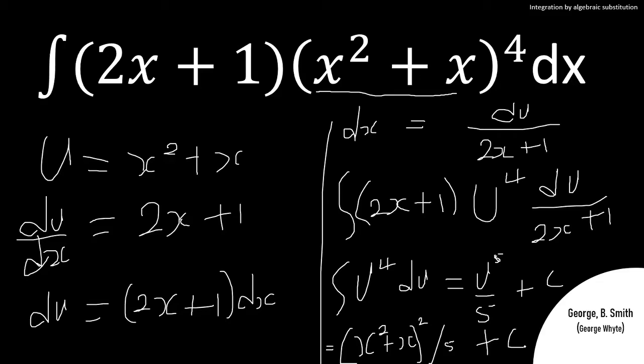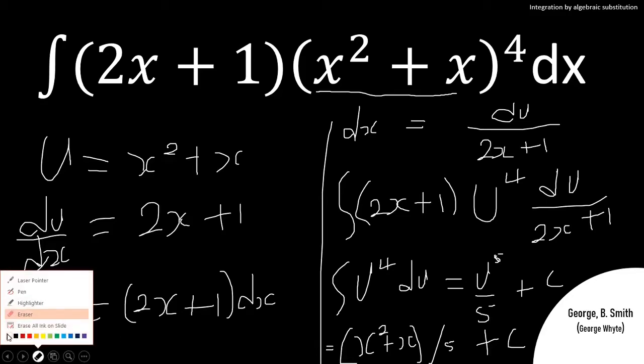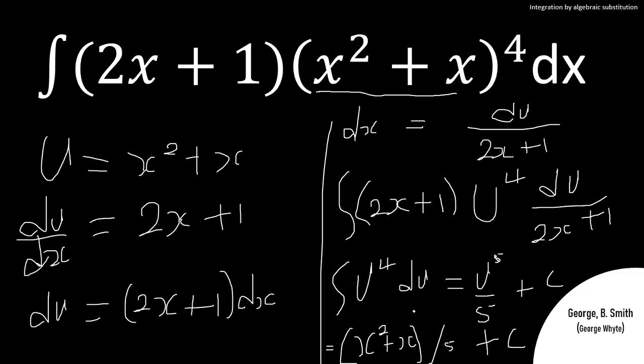The integral of 2x plus 1 times x squared plus x raised to the power of 4 dx is equal to, this is power of 5. I wonder why I'm writing power of 2 here. So I need to wipe this and make that a 5. So this is x squared plus x raised to the power of 5. Yeah, that's my 5.